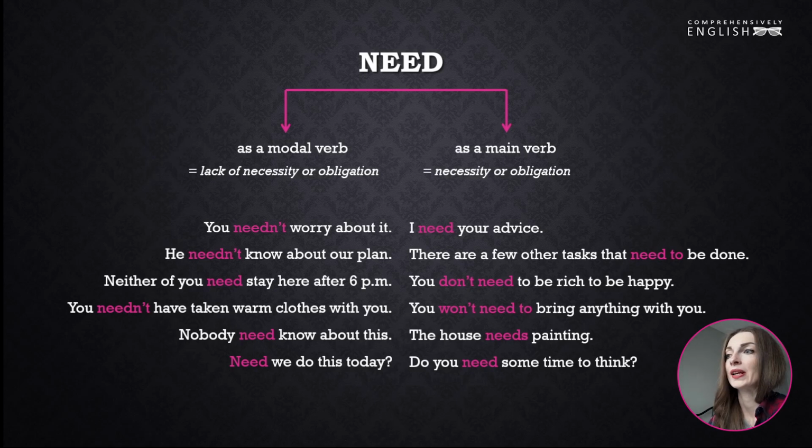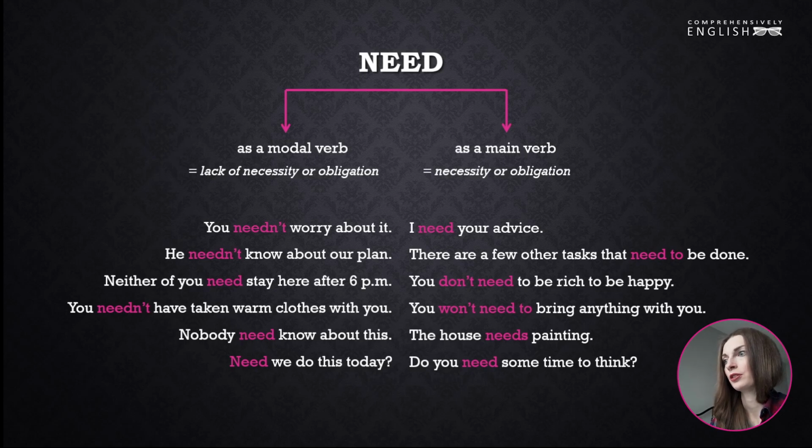As you see, need is inflected here, yeah? We have needs. If it's a negative sentence, you don't need or you won't need. We have an additional auxiliary, yeah? We have don't and won't that show that this sentence is negative. In the question, do you need some time to think? We have do, again an auxiliary that helps us form a question, because need here is a semantic verb.